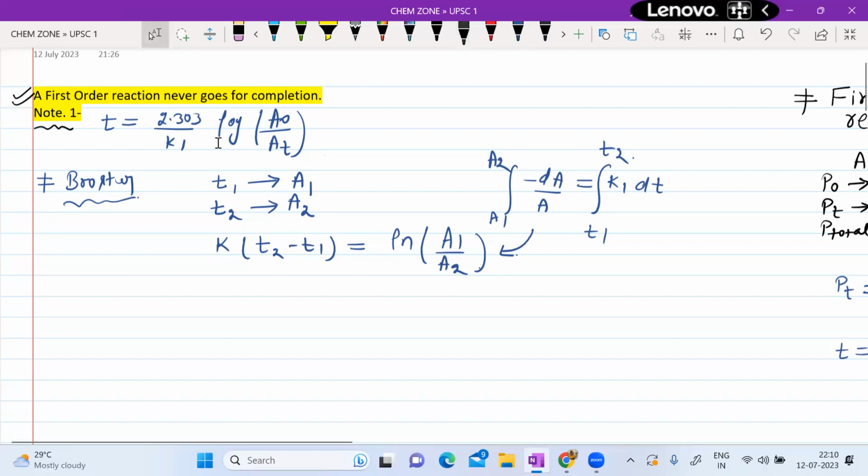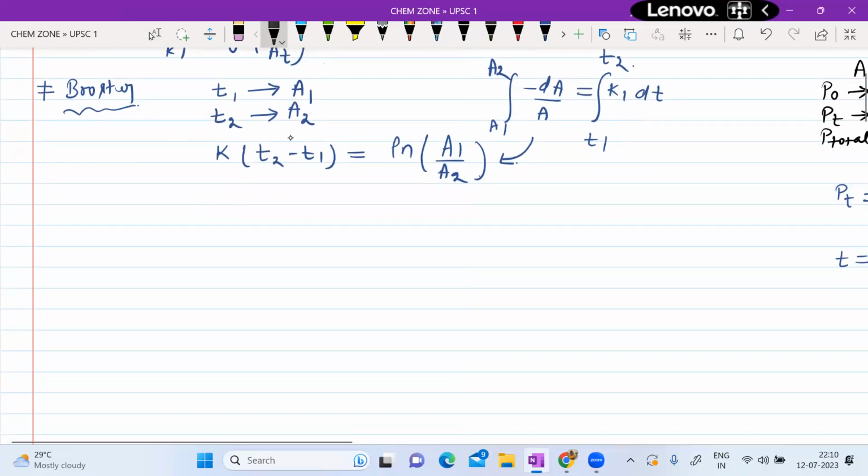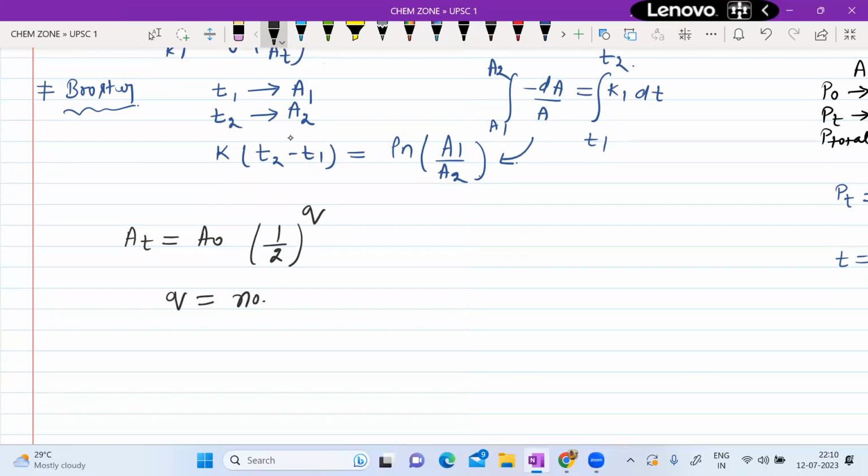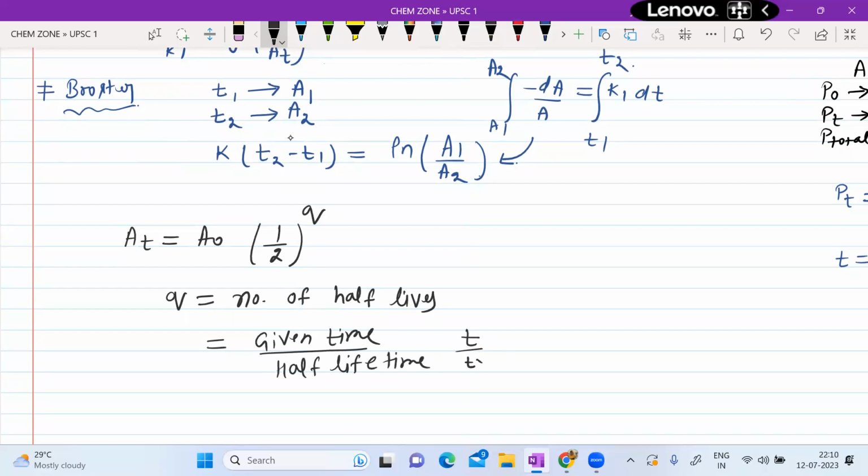In a similar way, there's one more formula. It is equal to A naught (1/2) to the power Q, where Q is equal to the number of half-lives, which can be calculated as given time divided by half-life time. That is T upon T half.